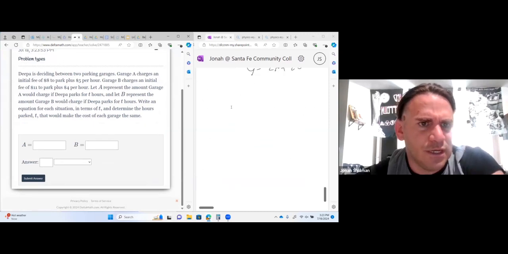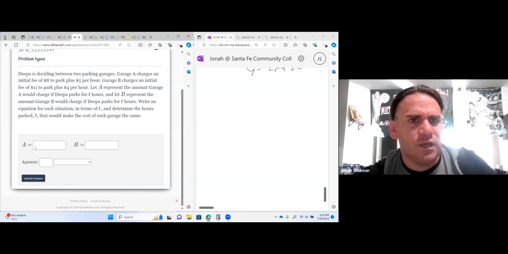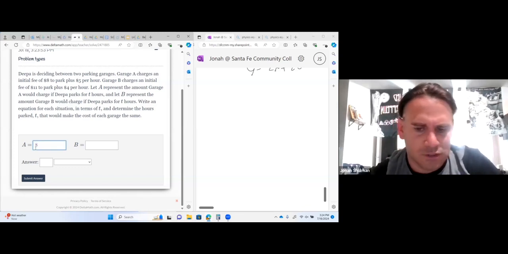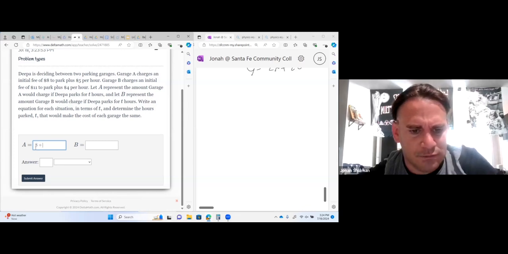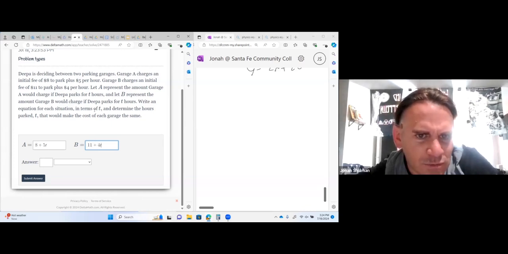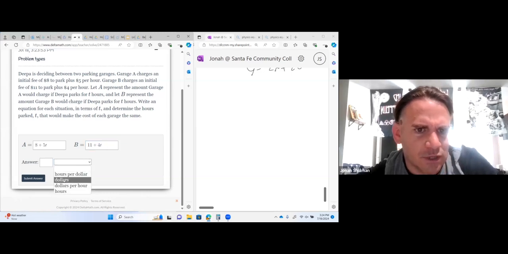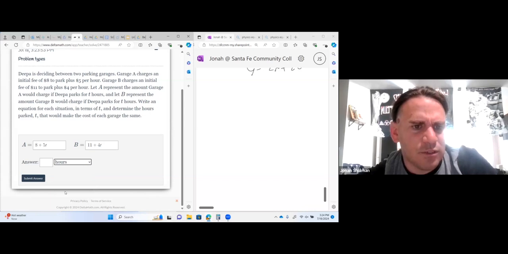All right, Deepa is deciding between two parking garages. A charges $8 plus 5 per hour. B charges $11 plus 4 per hour. In time T. Okay, so A is $8 plus 5T. B is $11 plus 4T. Oh, what do we want to know? Write an equation in terms of T where they would cost the same. And we're talking hours. At how many hours are they the same?